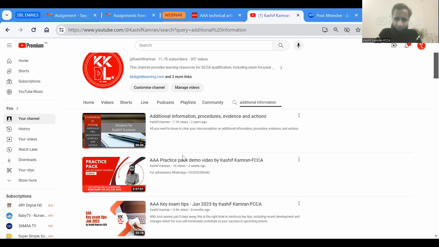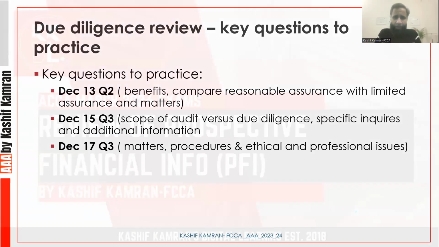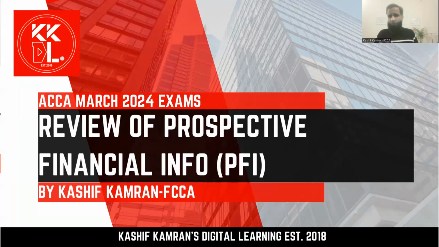Right. Okay, let's get back to the presentation then, where I was discussing due diligence, and I've just shown you the video which you can explore. Okay, the next one, review of prospective financial information. Such a popular other assignment with the examining team. Examining team is very fond of testing this, like almost in every second attempt of the AAA paper. Examining team is very fond of review of prospective financial information. Let's see the type of questions which come from this topic and the key questions you should be practicing.